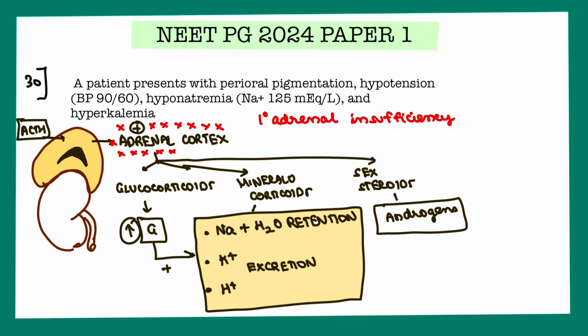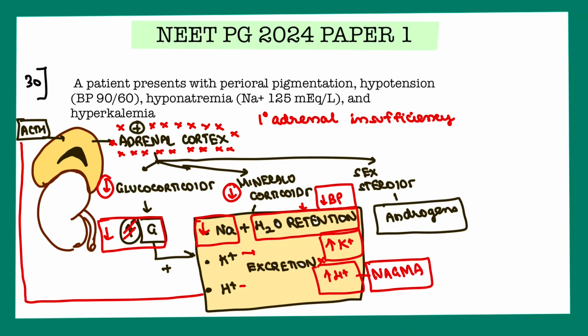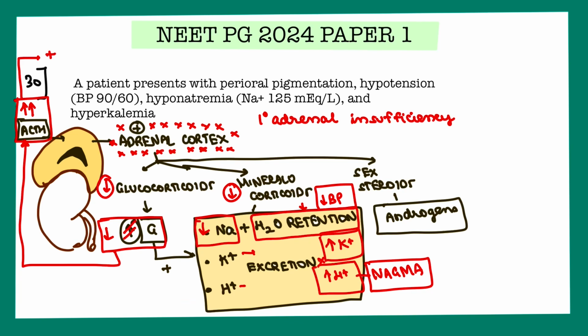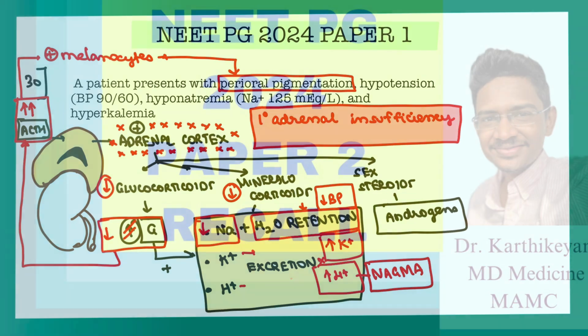So if there is primary adrenal insufficiency, the adrenal cortex is damaged, leading to cortisol deficiency causing hypoglycemia and decrease in mineralocorticoids. So hyponatremia as well as decreased sodium water retention will cause hypotension, and potassium is not excreted, so hyperkalemia, and proton is not excreted, it causes normal anion gap metabolic acidosis. And since glucocorticoid release is under the control of ACTH, due to negative feedback, ACTH will increase, that will stimulate the melanocytes to secrete more melanin, and this causes perioral hyperpigmentation. Mucosal hyperpigmentation will be seen as a classical part of it. This is nothing but primary adrenal insufficiency.